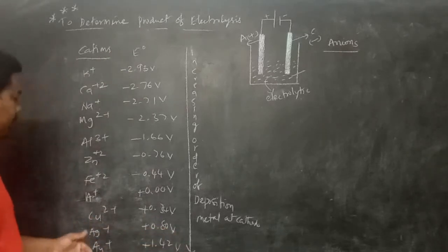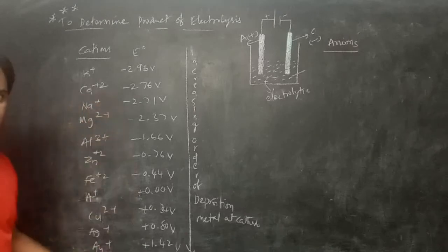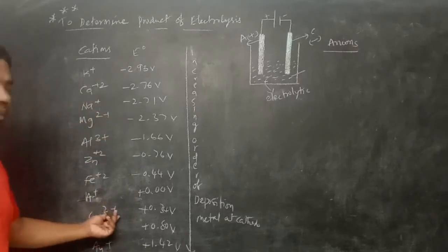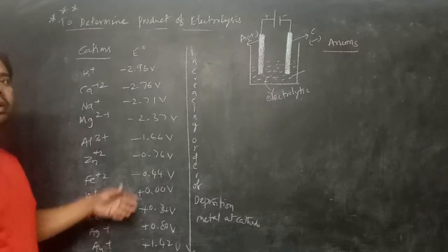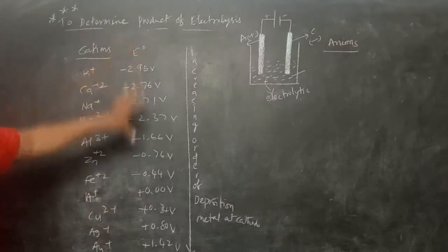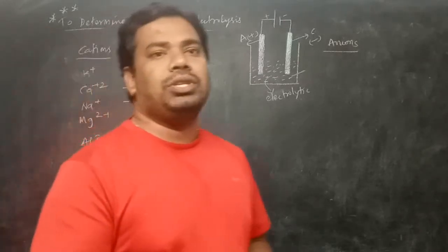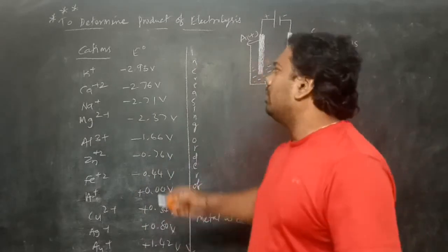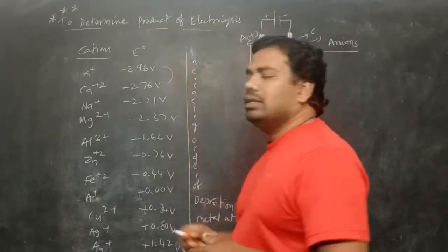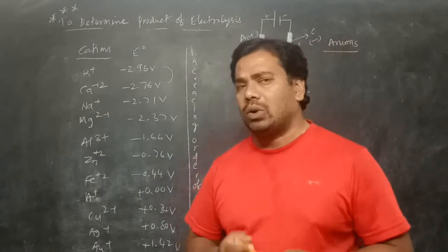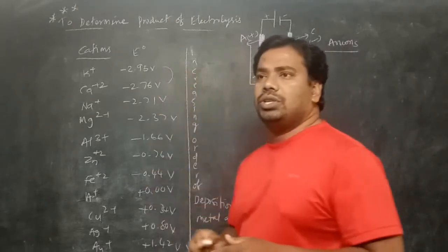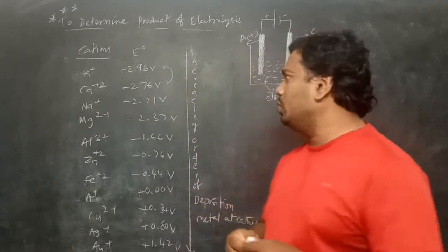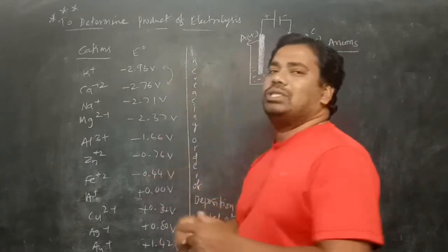For example, in this series, Au+ will be deposited first, then Ag+, then Cu2+ and H+. So the metal ion which has more reduction potential will be deposited first. That is very, very important. For example, the competition between K+ and Ca2+: here we take a mixture of electrolytic solution containing two ions, K+ and Ca2+. Here the Ca2+ will be deposited first.